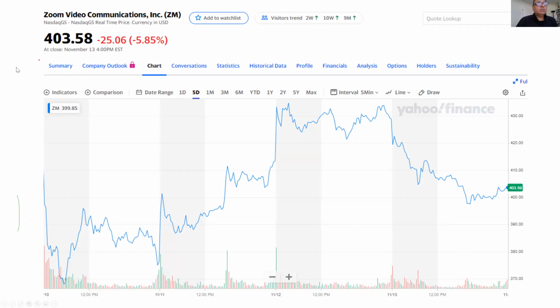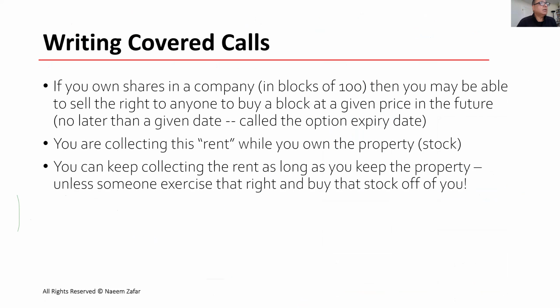Okay. So put options work the same way. This is Zoom. Zoom was up here at $400-some when it came down. If you believe a stock is going to go down, you can buy a put option, which gives you the right to sell the stock to somebody else at this price. So the stock goes down, you can buy it from the market at $400 and sell it for $430, and you get the gain. Puts work the same way, but I just stick with calls. It's easy to understand, easy to do.